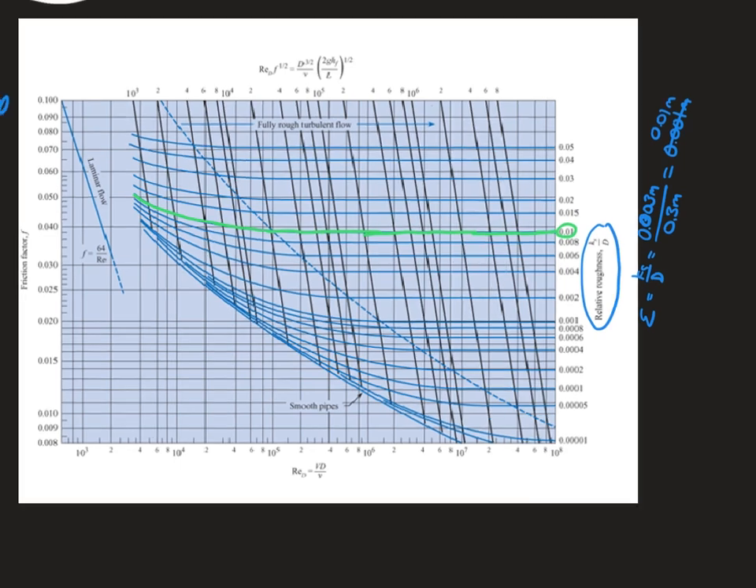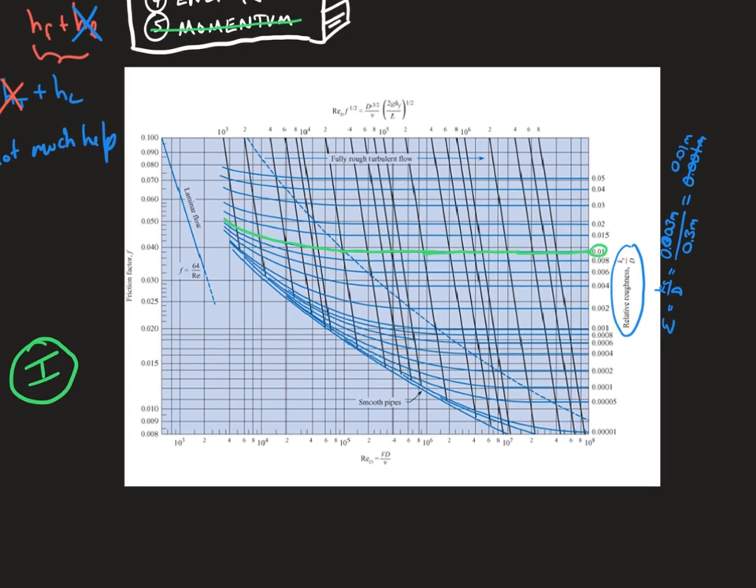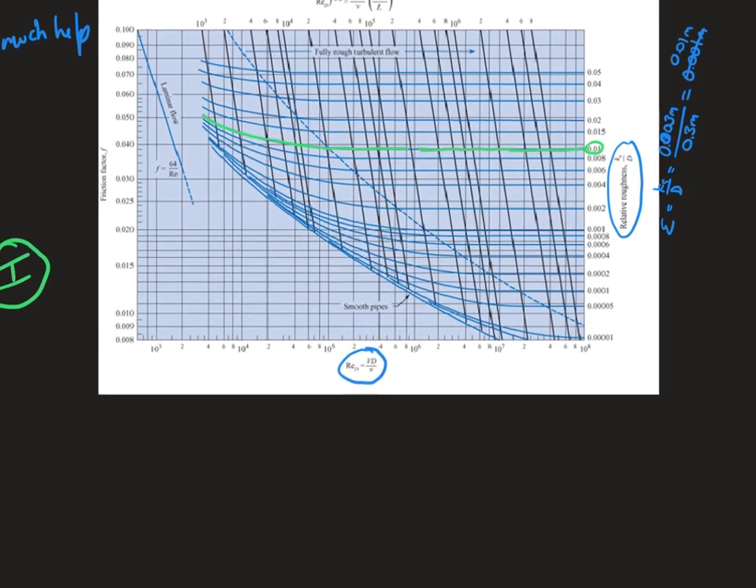But what about the Reynolds number? If I knew the Reynolds number was 10 to the 6th, then I could just go up here, hit that line, take a left, and boom, there's my friction factor. The problem is I don't know my Reynolds number, and as you should know at this point, the Reynolds number is a function of the velocity. So that is problematic. Let's see what we can do about that.